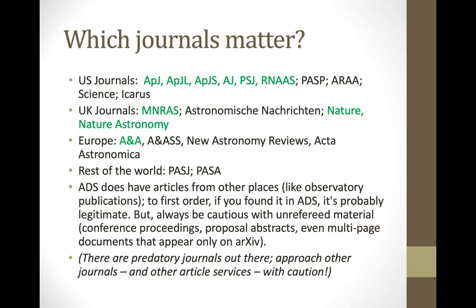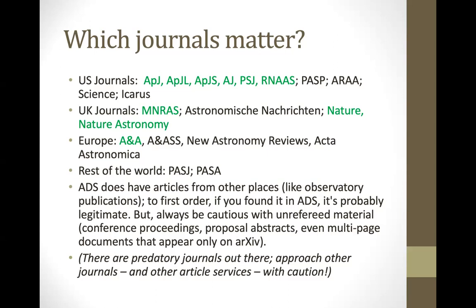PASP is Publications of the Astronomical Society of the Pacific. ARAA is Annual Reviews of Astronomy and Astrophysics. Science and Icarus. Science tends to be not just astronomy, but everything. And Icarus is just planetary science. All of those green US journals are owned by the American Astronomical Society, so they're definitely not for-profit journals. Then all of those are open access starting this year in 2022.